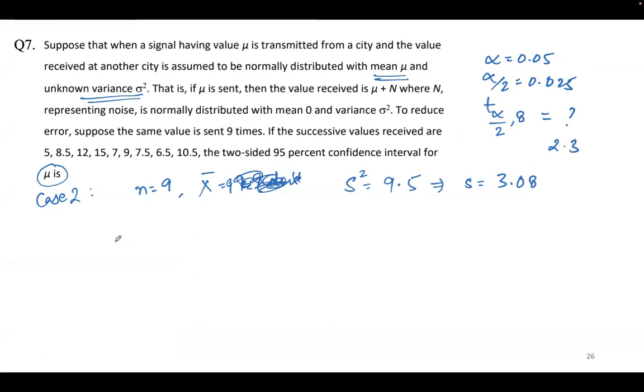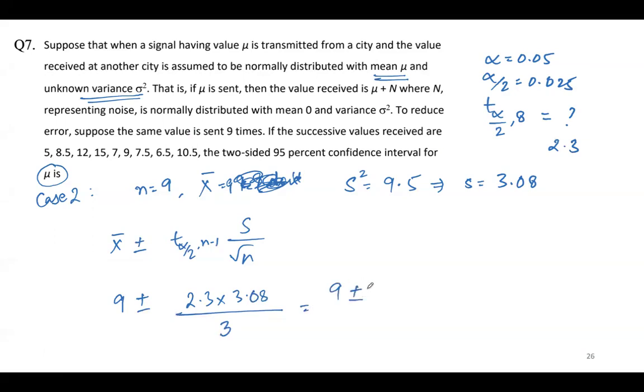Right? So now again, it's going to look like X bar plus minus t alpha by 2, n minus 1, S upon root n. Plug in the values. So X bar we know is 9, plus minus, this thing we calculated as 2.3. This S was calculated as 3.08, and root n is going to be 3. So 9 plus minus 2.3 into 3.08 divided by 3. So that's going to be 2.36. Okay. So if you calculate this, it's going to be something like 6.63 and 11.4, something around this range.